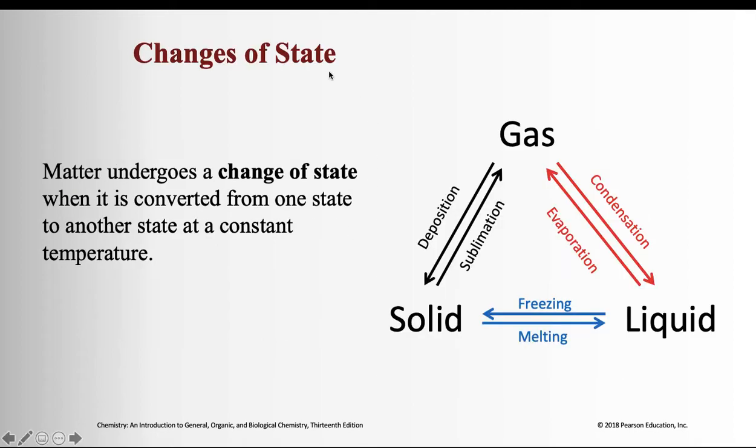Now we can go from one phase to the other. So if we have a gas, we can go from gas to a liquid or liquid to a solid, and vice versa, all three of these, gas to a solid. And when we undergo that change, we call it a change of state because we're changing from one state of matter to another. And typically, when matter undergoes a change of state from one to the other, it does so at a constant temperature. So temperature doesn't change.